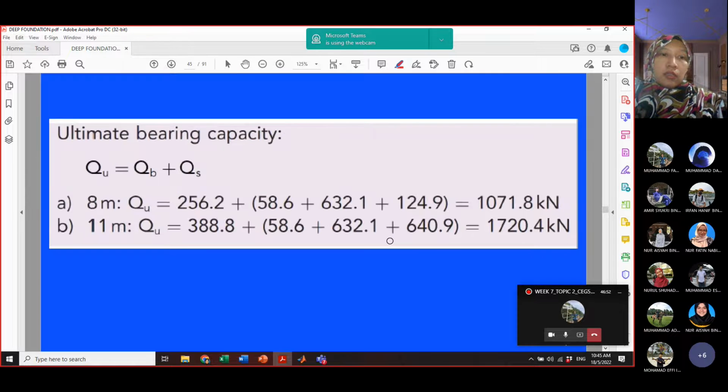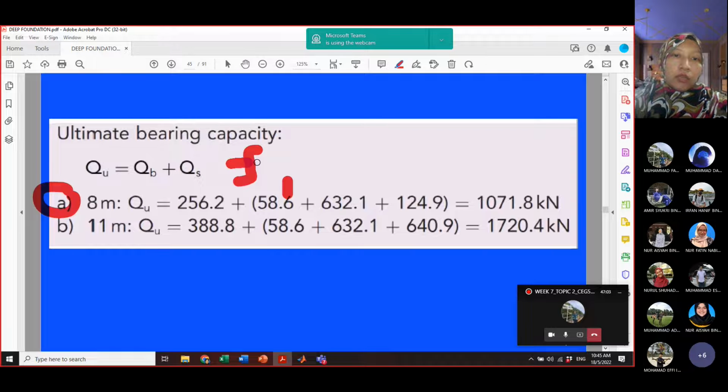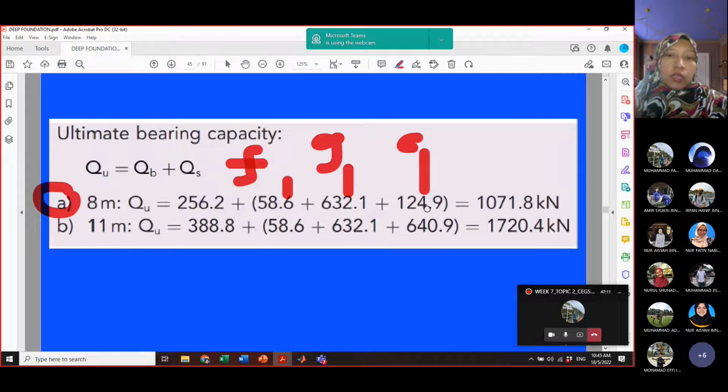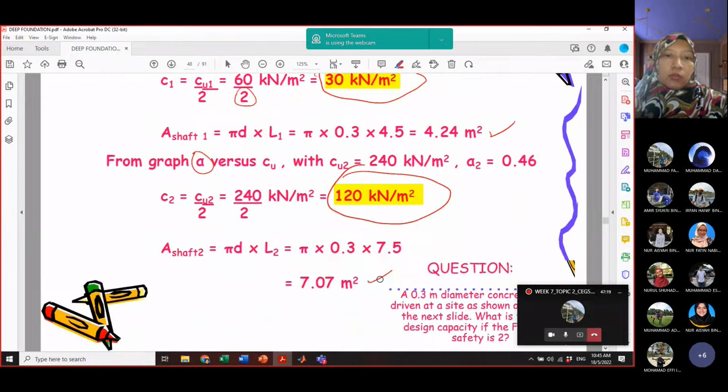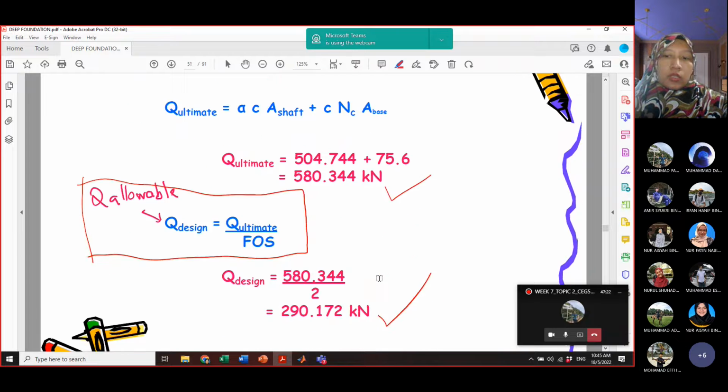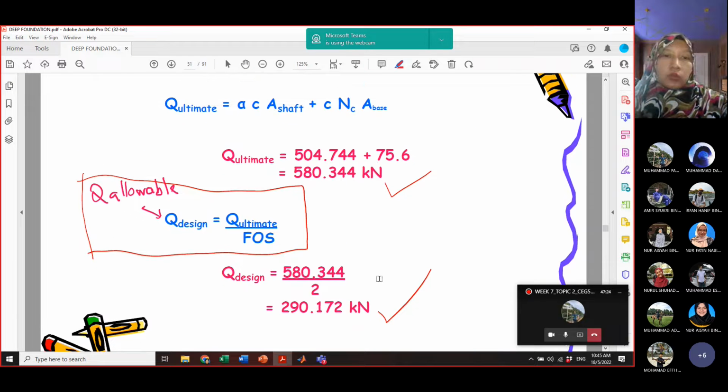I will just show the answer for 8 meters. We sum up QB and QS. You will see why QS has 3 parts: the first one from the fill, then from the gravel, and the last one from the clay. When you total up, you get QU at 8 meter depth of 1071.8 kilonewton. Okay, go back to your own study. This just shows you how to get the ultimate bearing capacity, or the Q allowable, with the FOS.